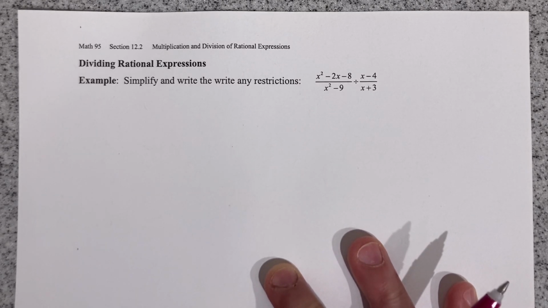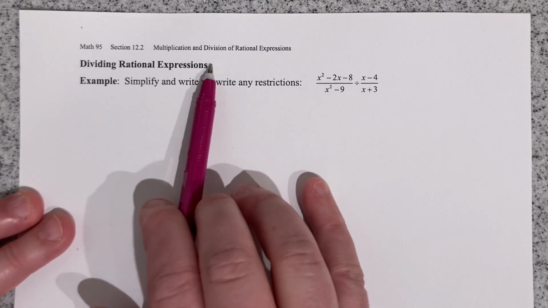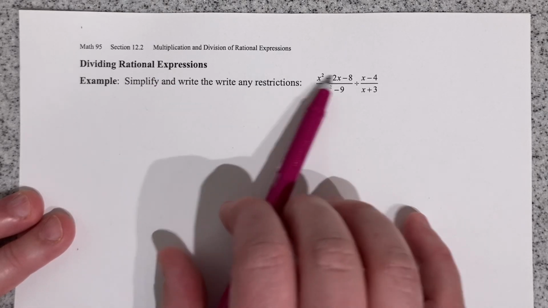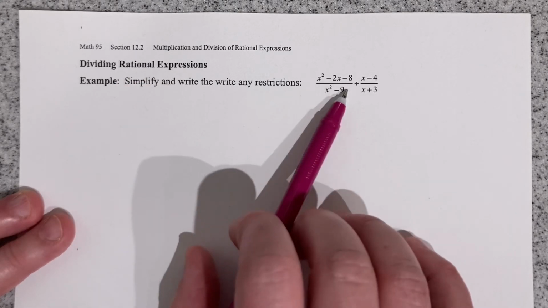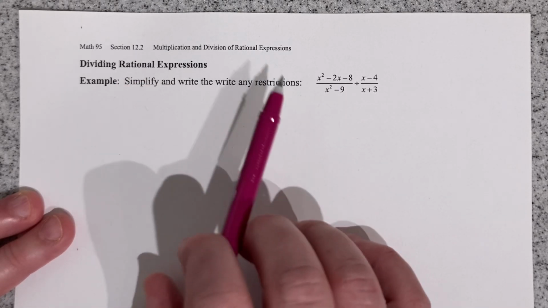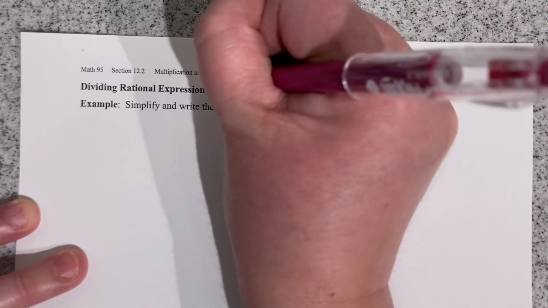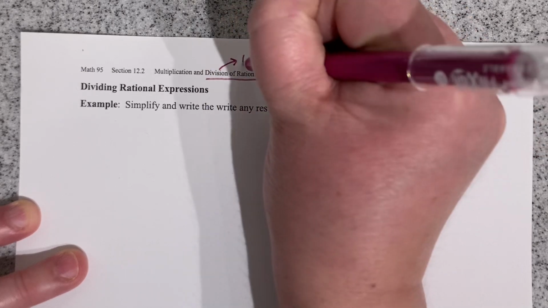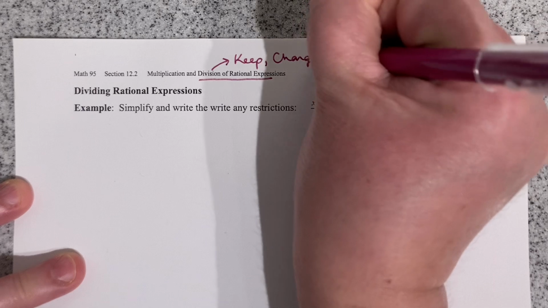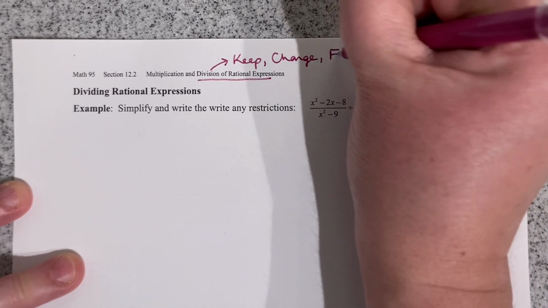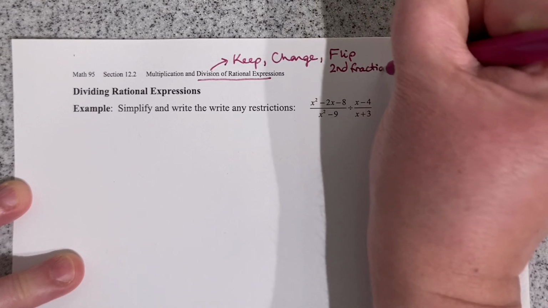Time to divide some fractions. Dividing rational expressions. Rational expressions just means fractions that have polynomials in the top and the bottom. But we divide these fractions the same way we divided our other fractions, which is keep, change, flip. So division, we always do keep the first fraction, change to multiplication, and then flip the second fraction. Always flip only the second fraction, never the first one.